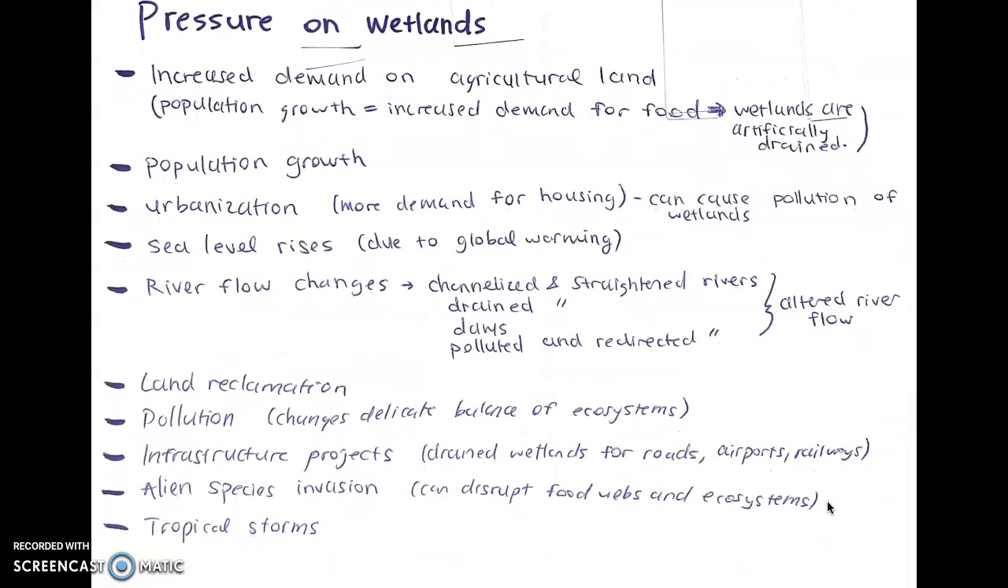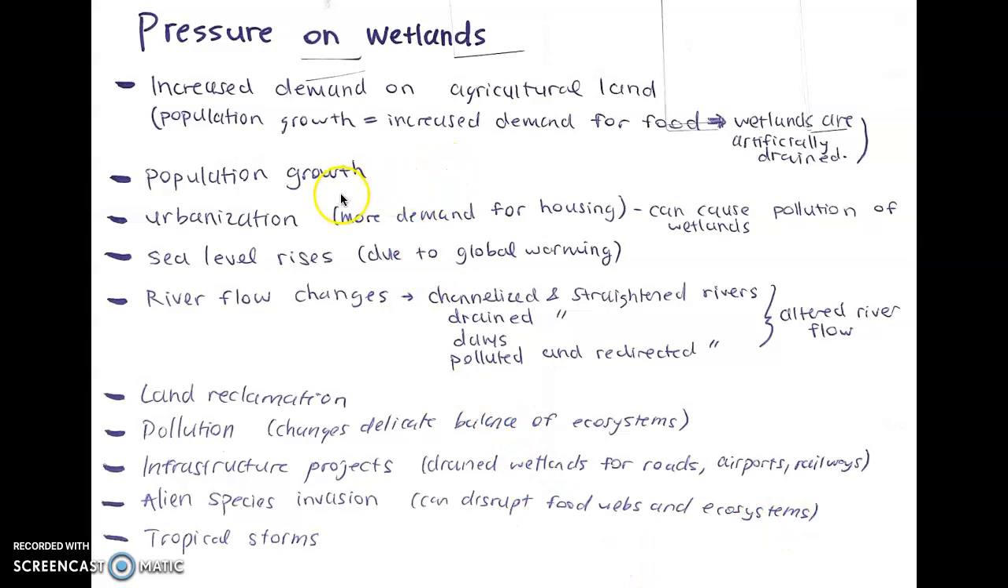Then some factors that cause pressure on wetlands. Because there's an increased demand on agricultural land due to population growth, of course there's an increased demand for food, and wetlands have to be artificially drained to make room for this agricultural land. Population growth in general is a factor that highly affects the wetlands negatively. Urbanization causes more demand for housing, and this can pollute the wetlands. Sea level rises due to global warming drown the wetlands in the sea. River flow changes due to channelized and straightened rivers, drained rivers, dams, polluted and redirected rivers. Basically, all actions artificially caused by humans alter the river flow.